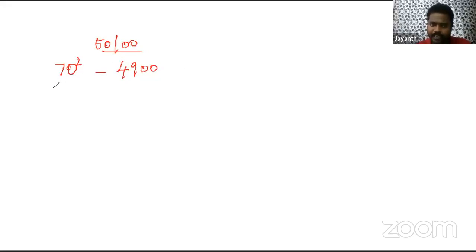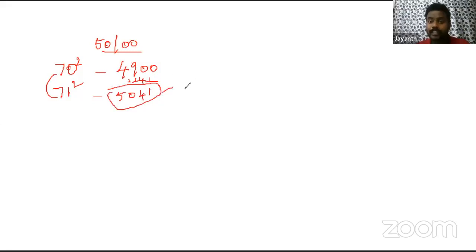So likewise, next 71 square. 70 plus 71 is 141. Add 141 here, which gives 5041. So 71 square is nothing but 5041. But 5041 is more than 5000. So what is the maximum square we have in 5000? It is 4900, which is 70 square.